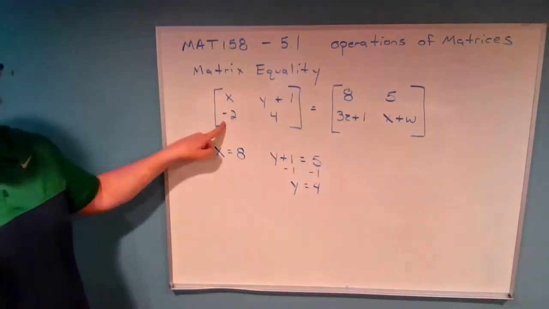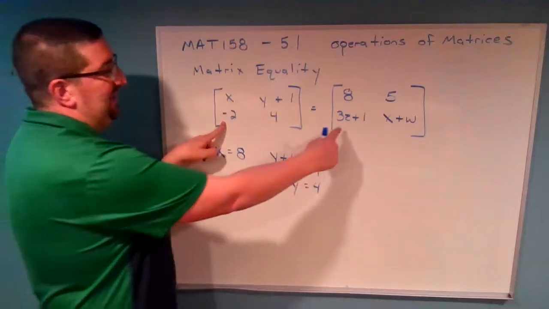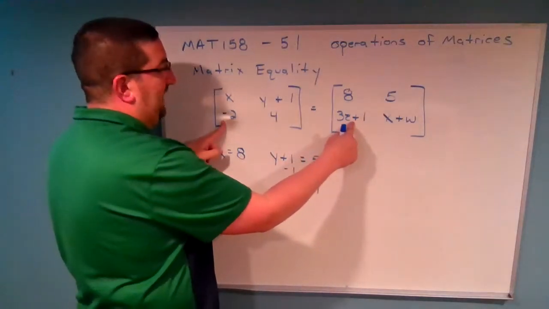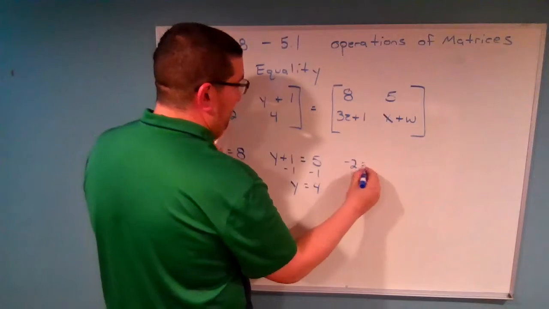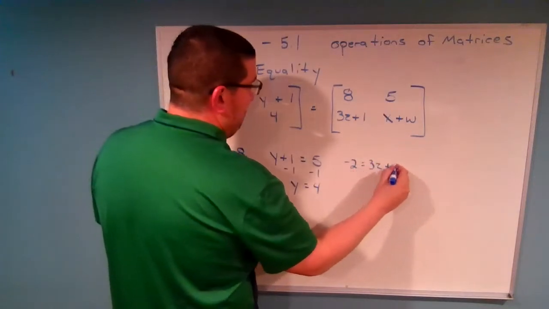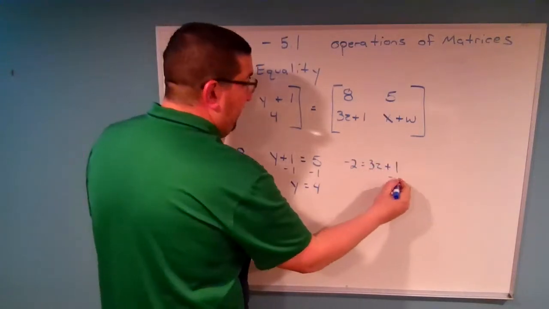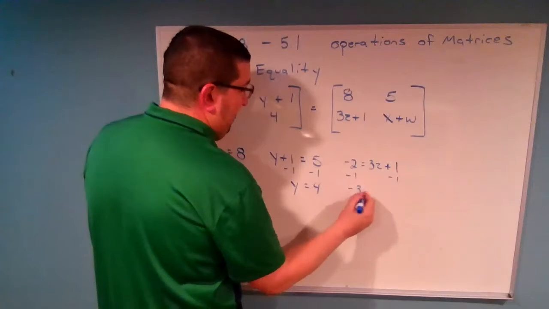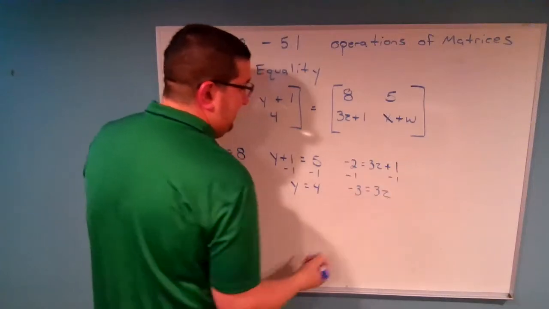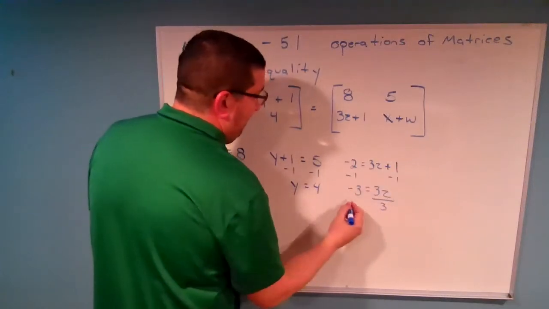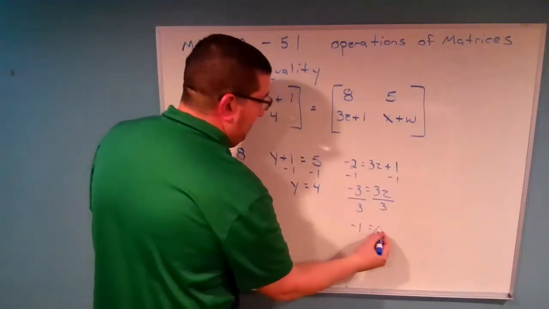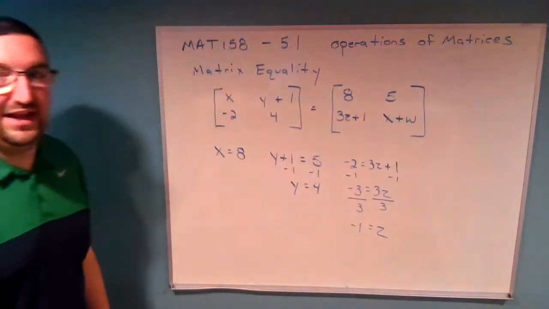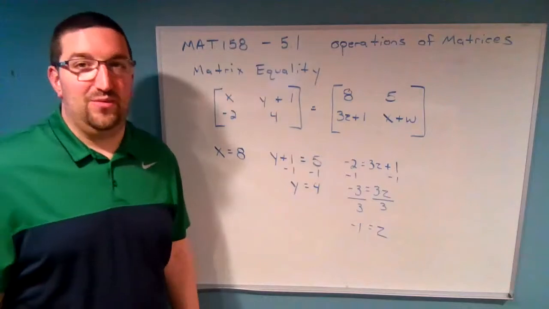Row 2, column 1 is equal to row 2, column 1 of the second matrix. So -2 equals 3z plus 1. I would subtract 1, giving -3 equals 3z. Divide by 3: -3 divided by 3 is -1. And -1 equals z, or z equals -1.